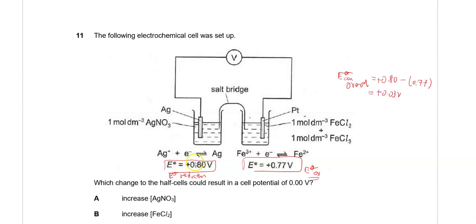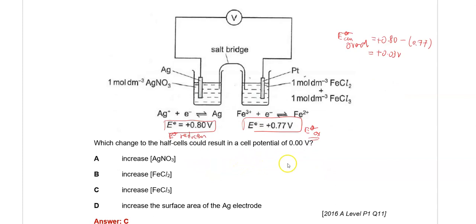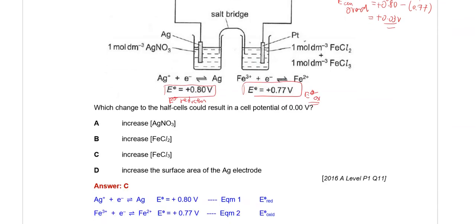So the question is to have changes to result in the cell potential to be 0.00 volts. So in other words, to make it 0.0 volts, I can either make this less positive or make this more positive. That's how I can make it to be 0.03 volts. So let's take a look at this. We have a reduction equation here. Reduction. This is oxidation. Okay.